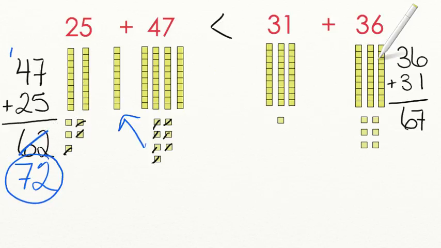Let's double check her work on the right-hand side. 36 plus 31. She counted 7 ones in all. 6 plus 1 equals 7. And 3 plus 3 equals 6. She had 3 tens with 31 and 3 more tens with 36. So she did the math correctly on this side, but we need to change our inequality. 72 is greater than 67 because we have a 7 in the tens place, which is greater than the 6 in the tens place of 67.